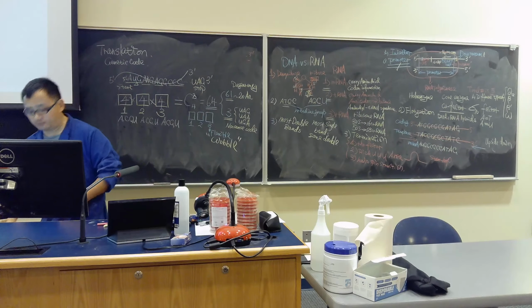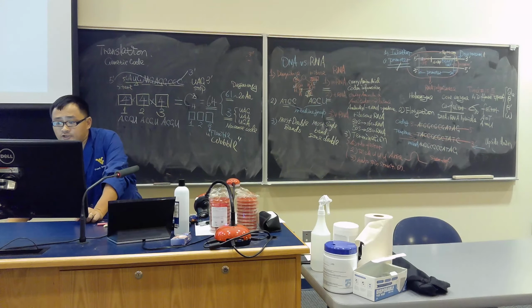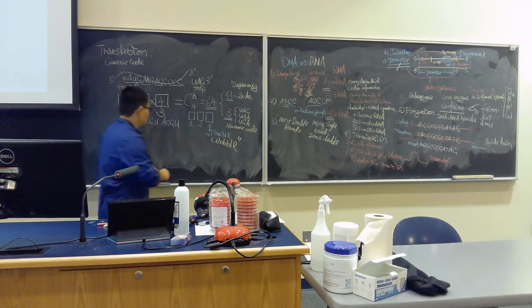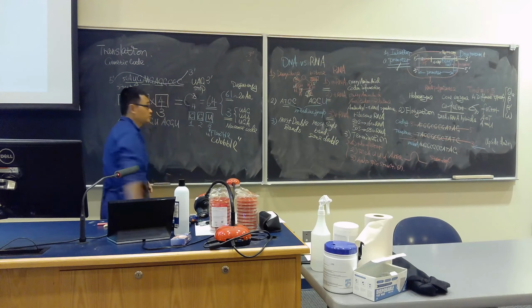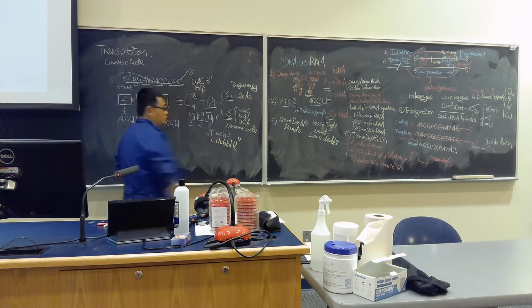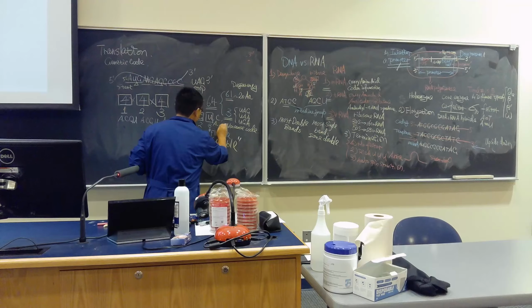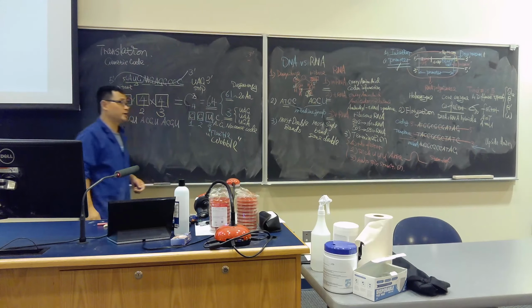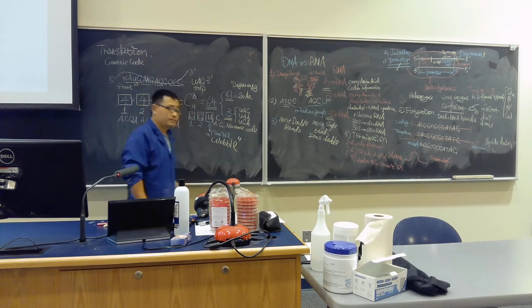So let me give you an example. Let's say arginine, ARG. CGU is arginine, and CGC is also arginine. CGA is also arginine. CGG is also arginine. So it could be any one. That's the wobble phenomenon.